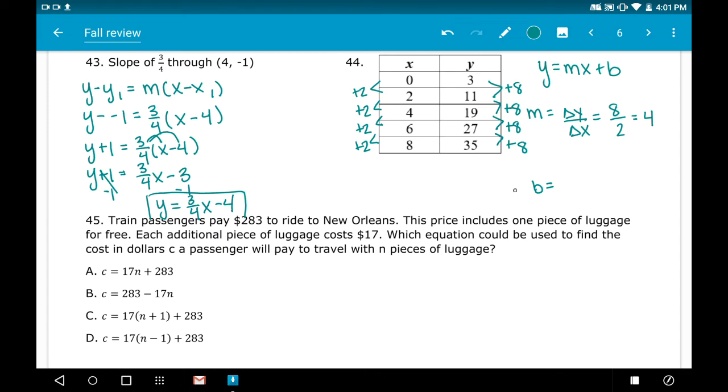Now we're looking for our y-intercept. Our y-intercept is when x is 0 and y is some number. If we look right here, where x equals 0, y equals 3. So (0, 3) is our y-intercept, which just means b equals 3. The equation here is y equals, we take our slope, which is 4, so 4x plus 3.